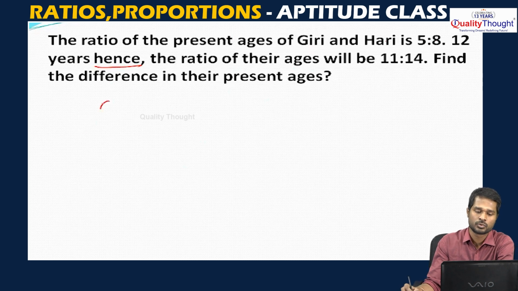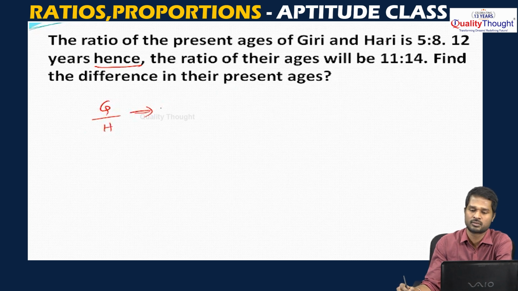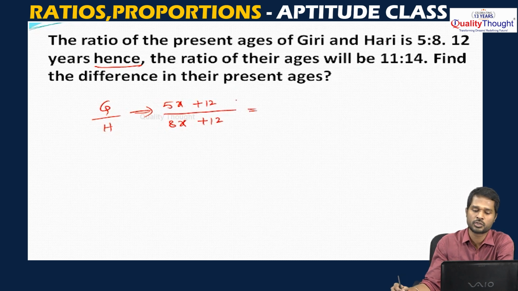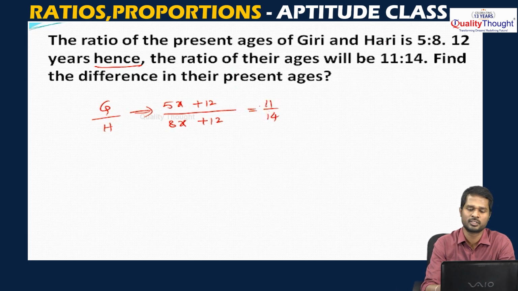Okay, present ages of Giri and Hari is 5:8. Let's write it. So I'll write Giri as G only, and let's take it as 5:8. So Giri's age is 5x and Hari's age I'll write as 8x. This is their present ages. Now what he said, 12 years hence. See, if Giri's age increases by 12 years, Hari's age also increases by 12 years. This is what we need to keep in mind. So the new ratio will become 11:14.